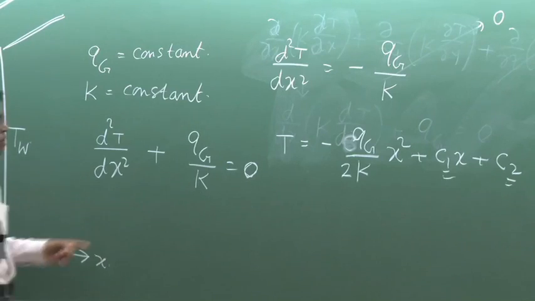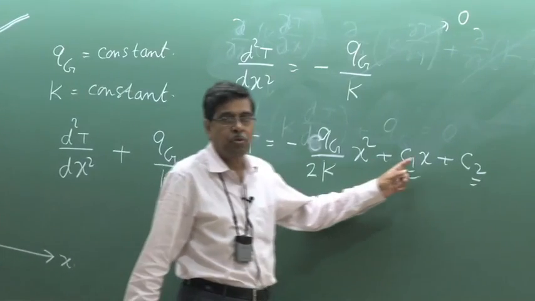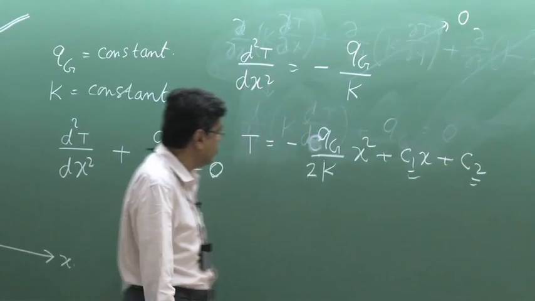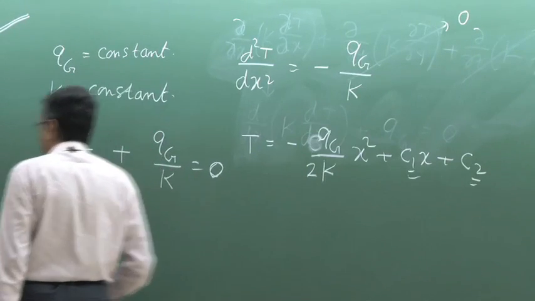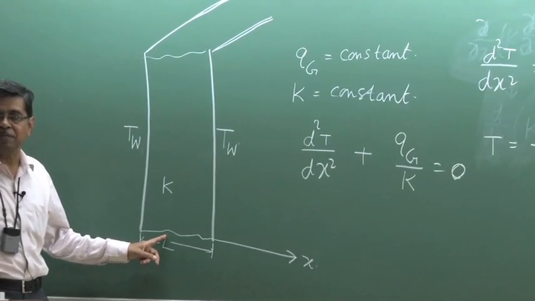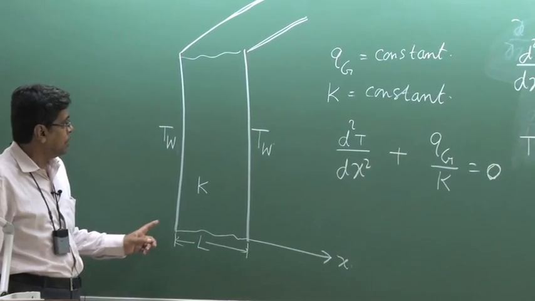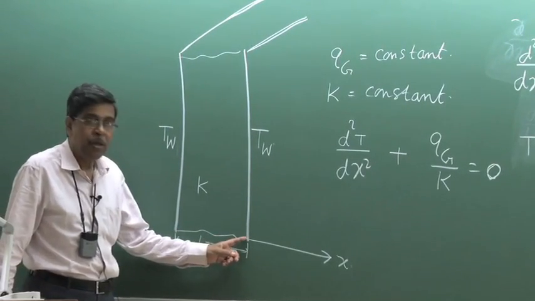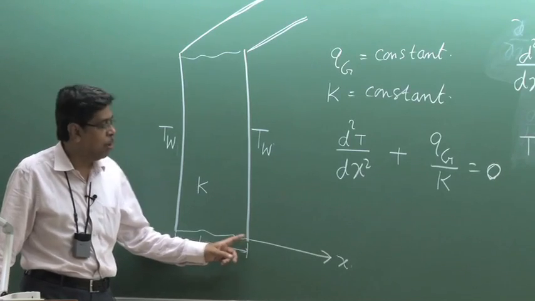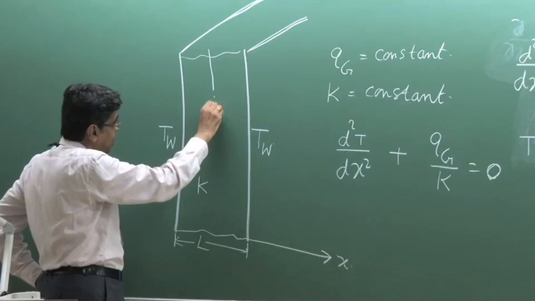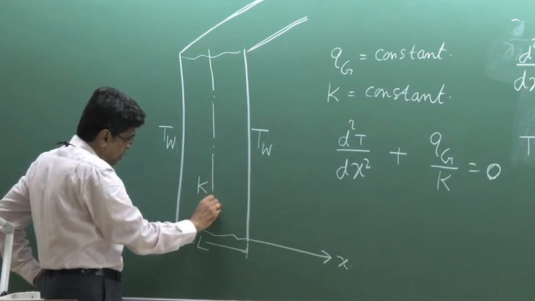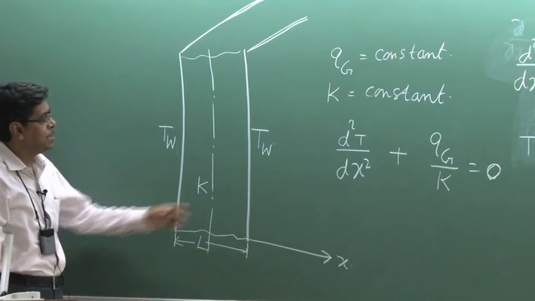c1 and c2 are two constants. To know the constants c1 and c2, we have to know the boundary conditions. What are the boundary conditions? When you specify the boundary condition, you have to specify the coordinate axis. For this type of problem, usually for convenience, we take the coordinate at the middle. Why? Because this is a symmetric problem.